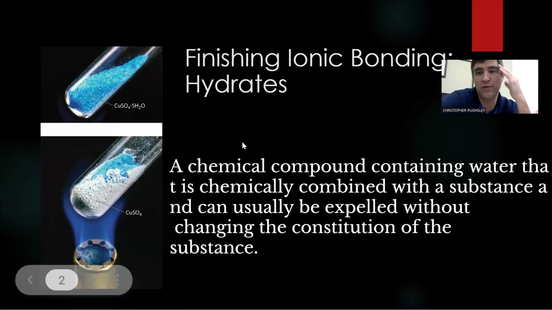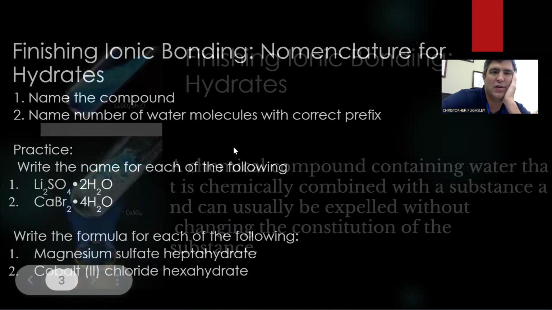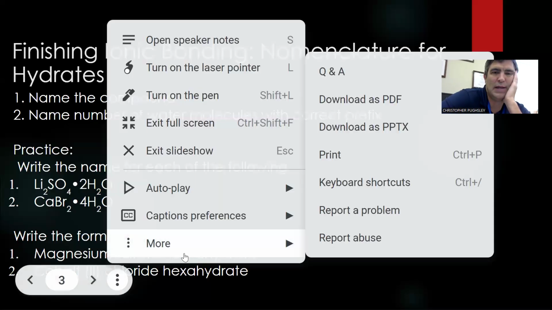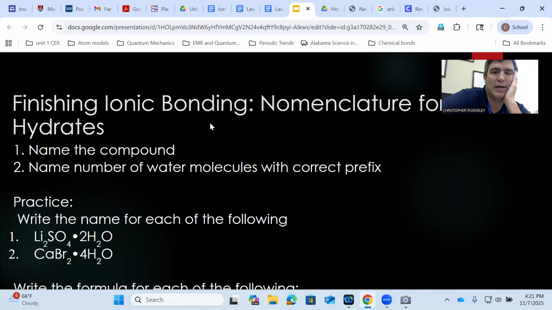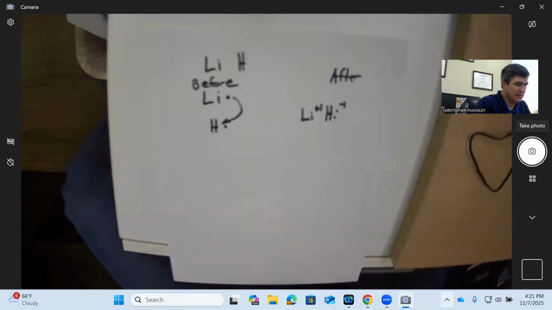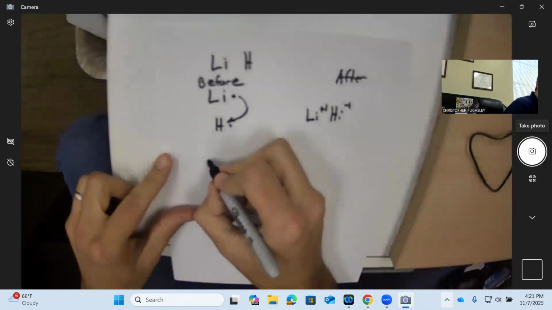The magnesium sulfate was supposed to not melt because it wasn't supposed to have any water in part of its structure. And so it was kind of like this structure right here. Let me show you what I mean by that right quick here. All right, exit full screen. Here we go.